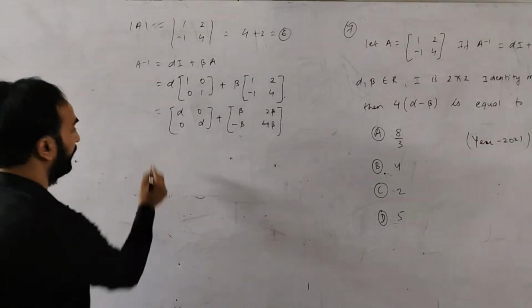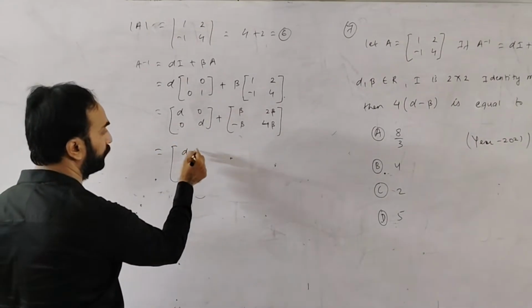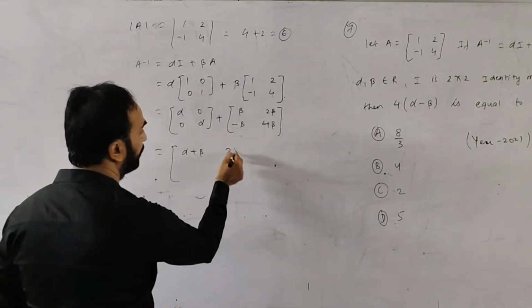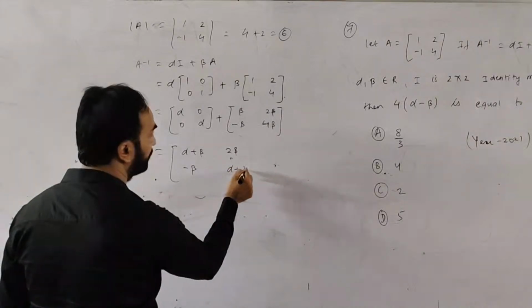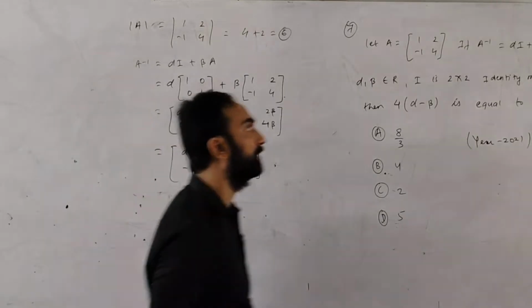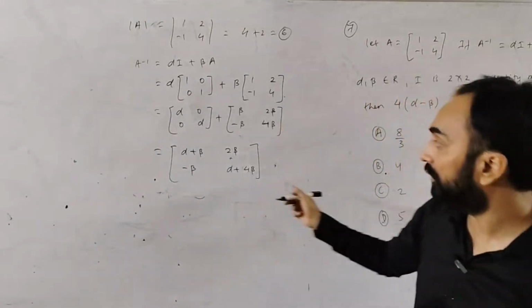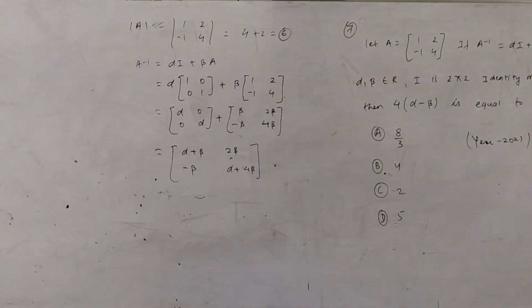Okay. Now A inverse will become what? We can add A11 with A11. So alpha plus beta, this will become 2 beta, this will become minus beta, and this will become alpha plus 4 beta. This is what we are getting when we are flowing with the question. Just following this, A inverse is alpha I plus beta A, correct.